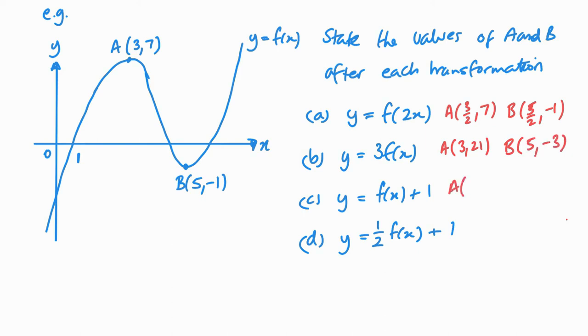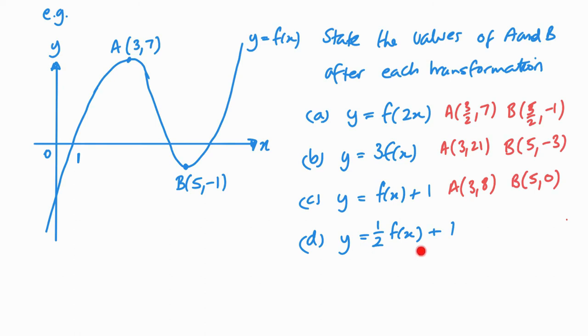Part C, we are doing f of x plus 1. It's outside of the bracket, so it affects y, an increase of 1, so we're just adding 1 to our y values. And then finally, we've got one that affects y here and y here. So which one do we do first? Because it would affect them.